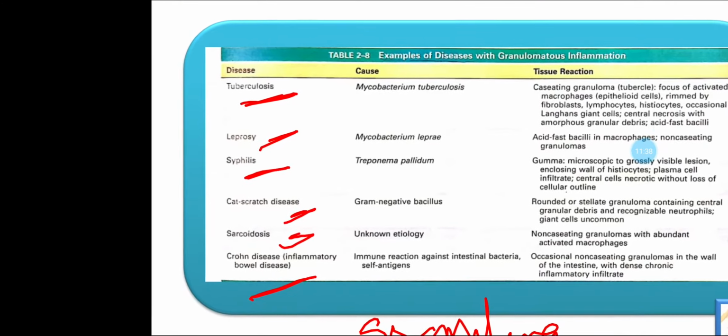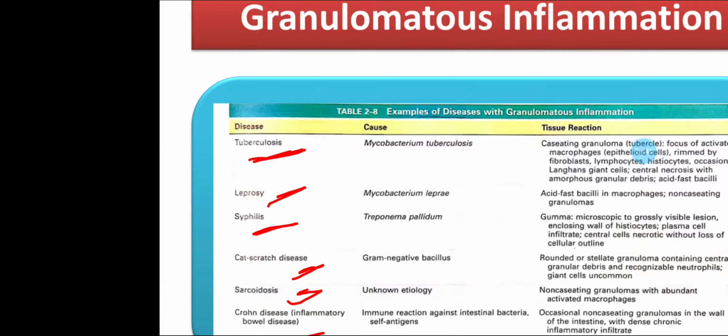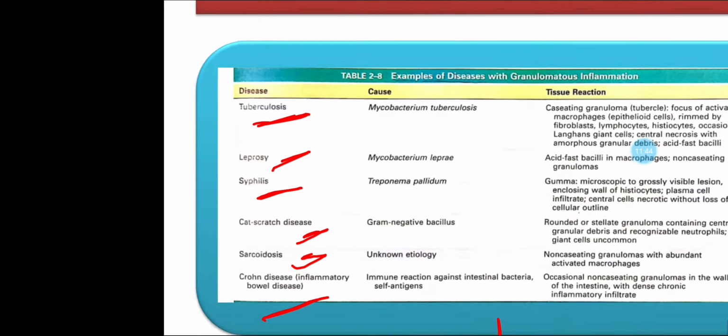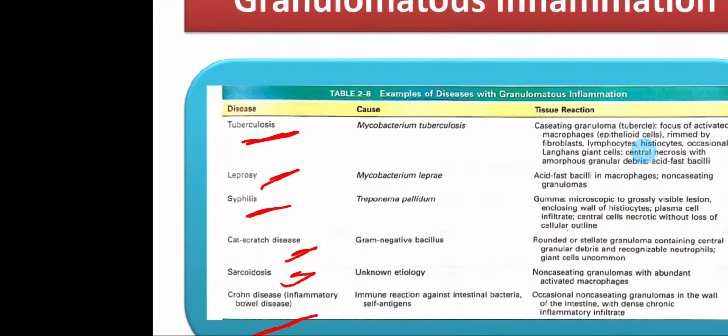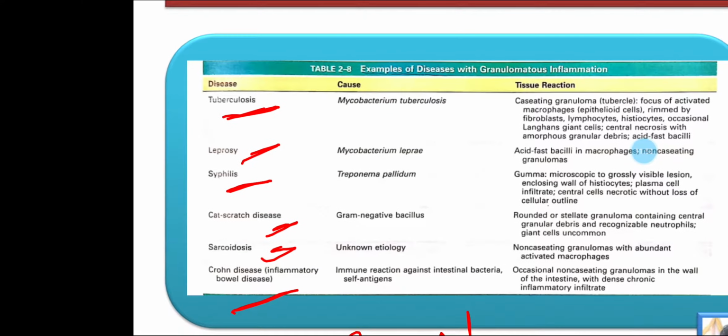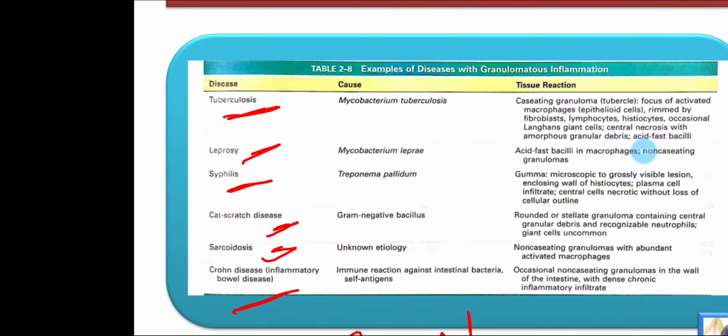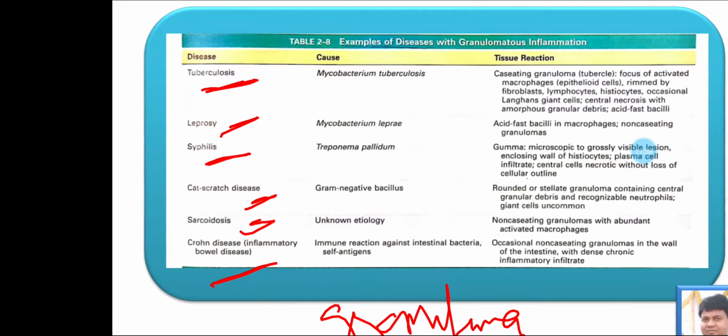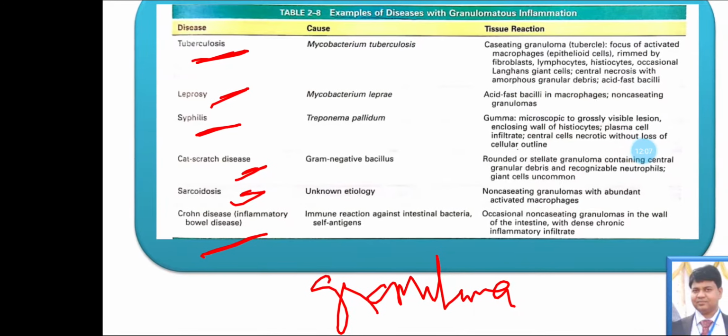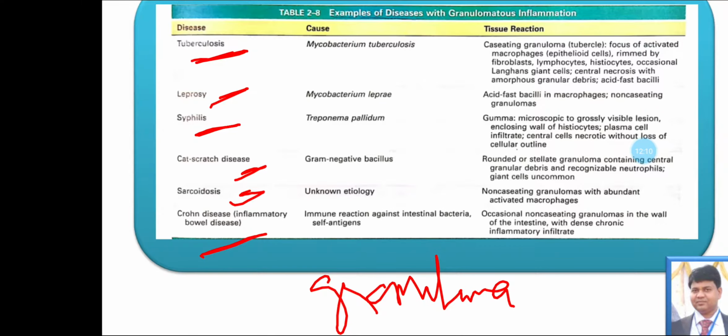So macrophages are studied in relation to different granulomatous inflammatory lesions, especially tuberculosis, where we can find the epithelioid cells, which are macrophages, and later they will form the Langerhans type of giant cells. The second is leprosy, in which granulomas are also formed. They are non-caseating granulomas. Syphilitic granulomas are there. Cat scratch disease granulomas are seen in this condition also. Sarcoidosis, Crohn's disease, and all these conditions will have a major role of macrophages.